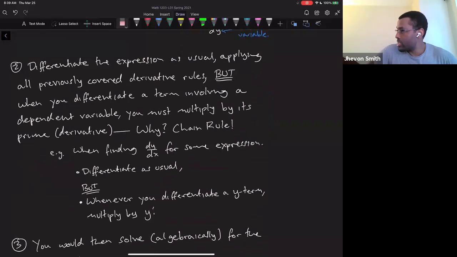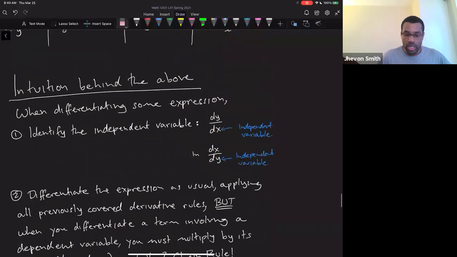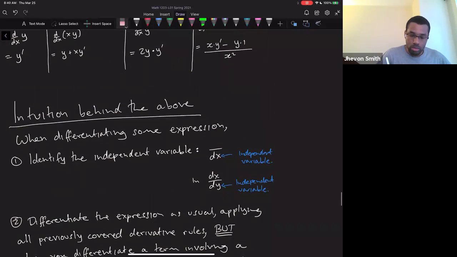So if you only have x's and y's and you want to find dy dx, then differentiate as usual. However, whenever you differentiate a y term, multiply by y prime. This depends on which is the independent versus dependent variable, which you can tell from the notation as I showed you here.